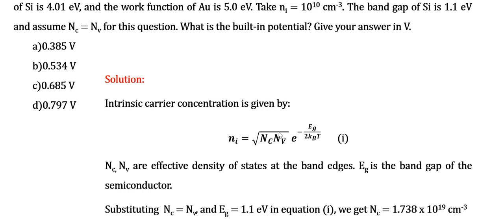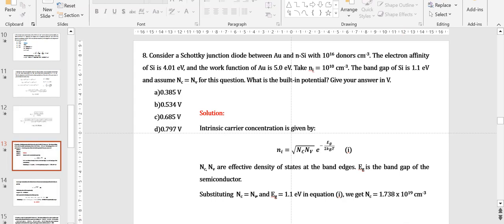Now you have to find out the same thing for the Au part. So this much, are you getting Nc is equal to 1.738? Hello?